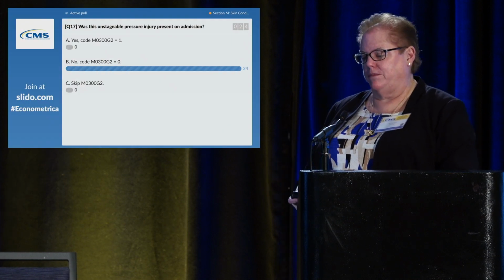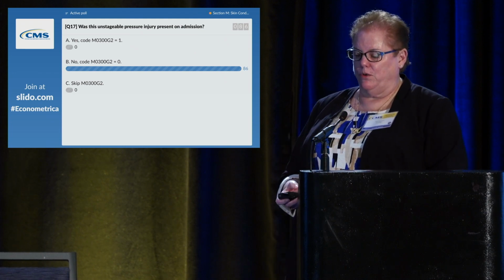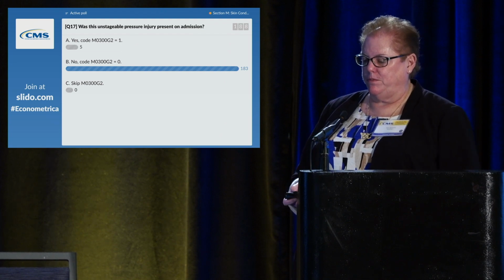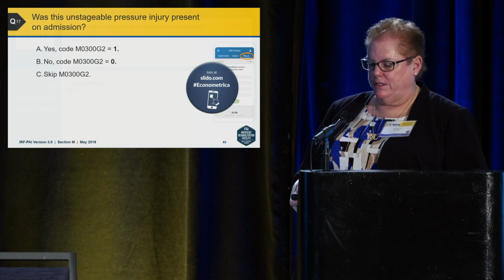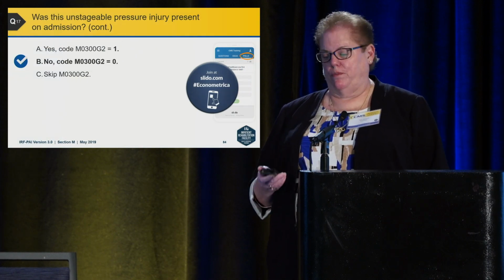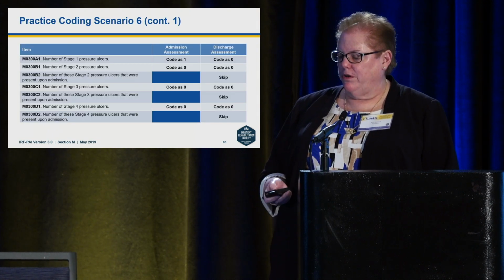And so was it M0300G2 as a 1, meaning yes, or was it no, 0? We have the most people weighing in. And let's see what the answer is. No, we didn't have that deep tissue injury, but we do now, so we would code that. And here's going through the coding scenario.